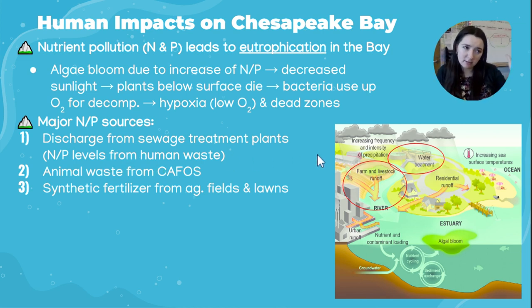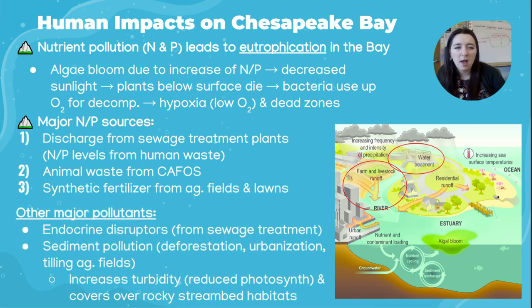That is our next unit. Animal waste from CAFOs, which are the things that we were discussing in Unit 5. So the waste produced from the meat industry. And of course, synthetic fertilizers as well. And other major pollutants are endocrine disruptors, and sediment pollution, which can occur from deforestation and urbanization, and that can increase the turbidity, which is how clear the water is, how well you can see through it.